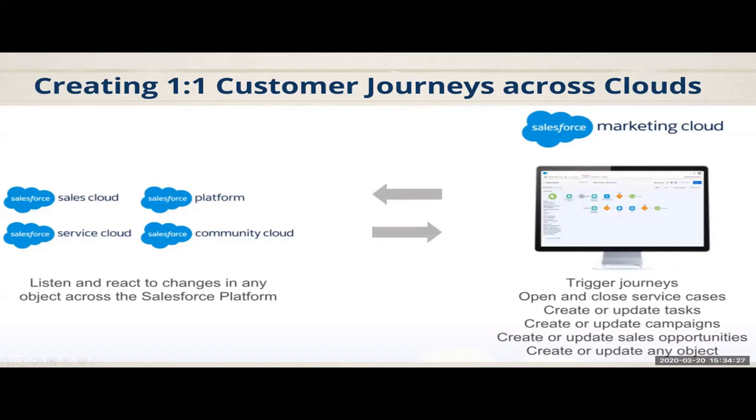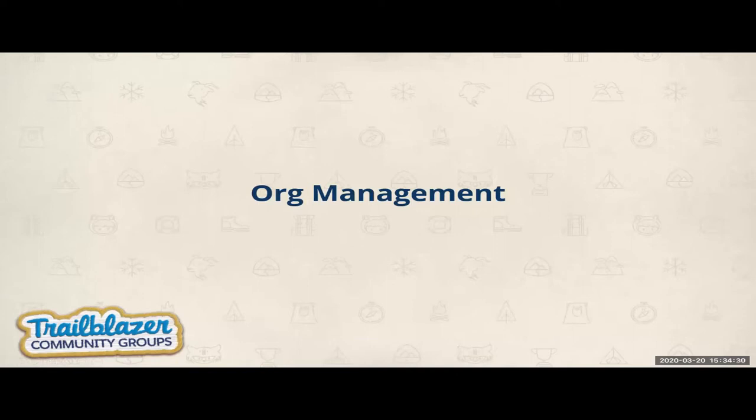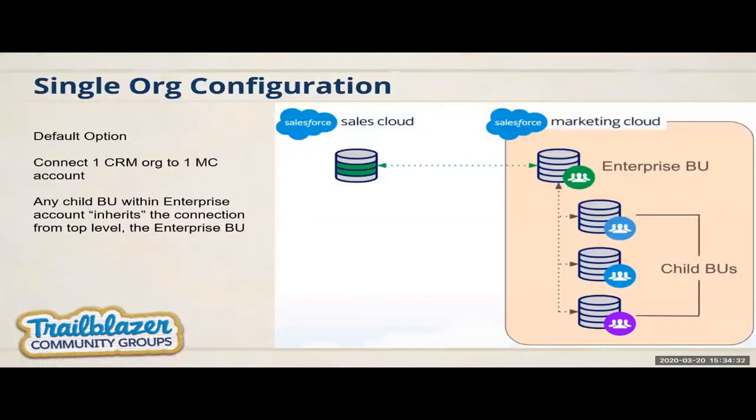Okay, so we'll look at a little bit on org configuration. Those of you who are familiar with Marketing Cloud probably already know that there are different types of Marketing Cloud. We look at the enterprise level one because that is a more complicated one. With enterprise, you have the enterprise view, which is the parent org, and you have child business units under it, right?